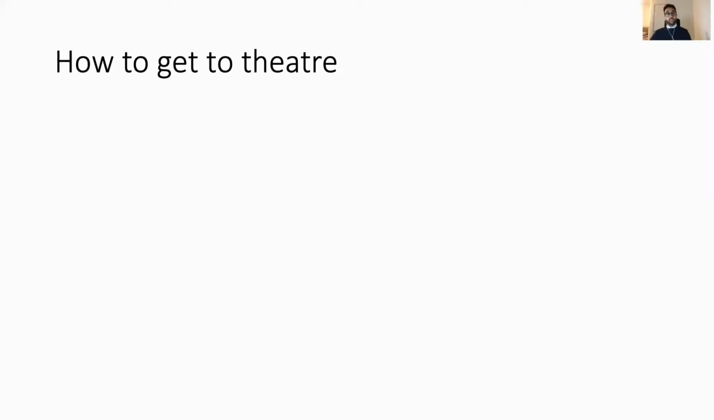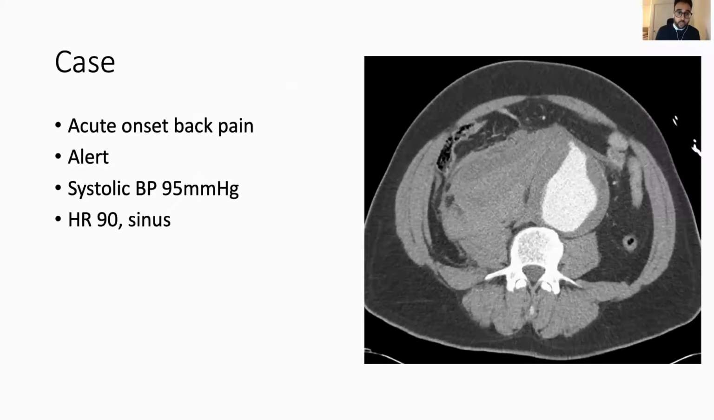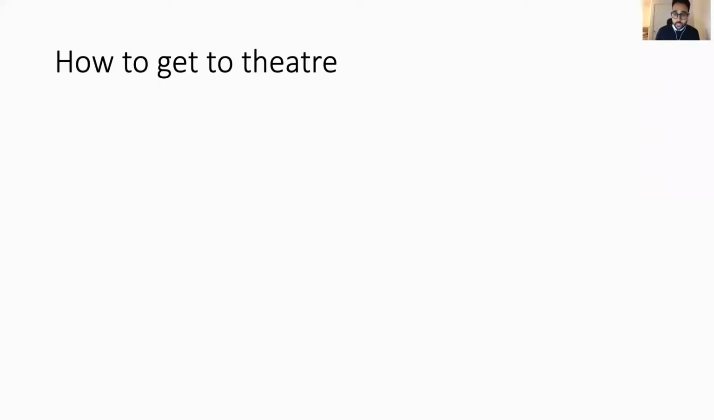And just a few minutes on how you get a patient to theatre. So if we think about our patient here in resus with a rupture, your consultant comes down and says, sort this patient out, needs to go to theatre now, but has to rush off to an emergency. So what are the actual steps that you need to take when you're on call?